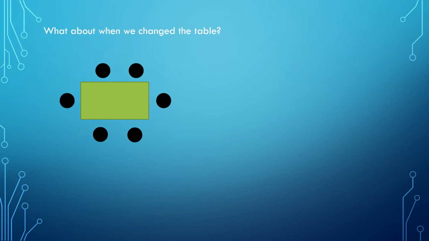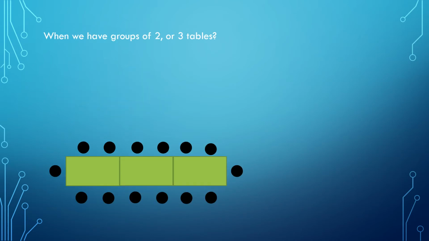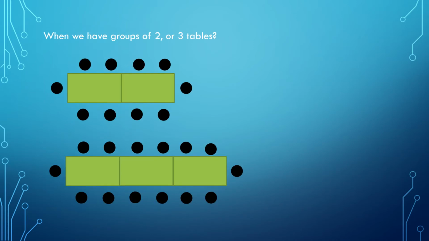But then we did change the table in the previous video. So what happens when we change the table here? Well, we're still going to try and join them together. Okay, so we've got groups of 2, groups of 3. What is it that happens? How many do we have now?